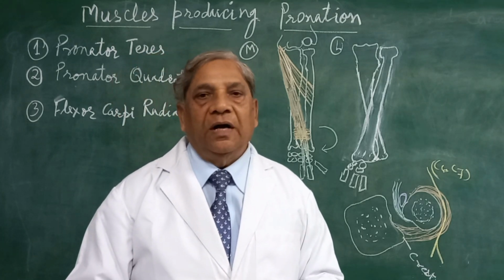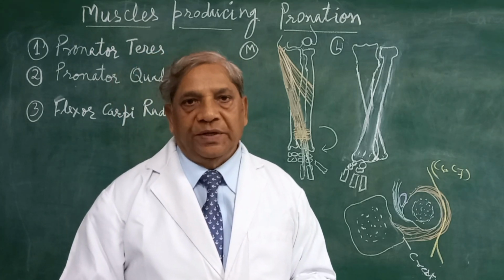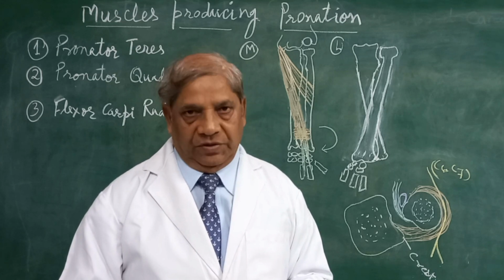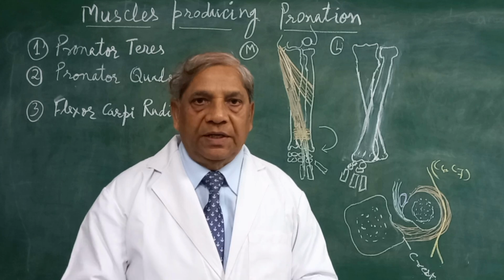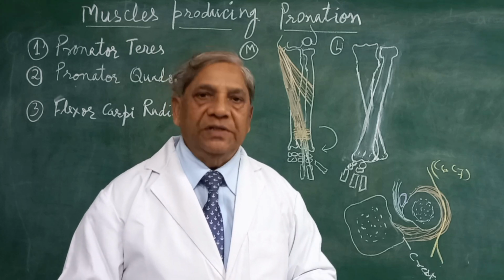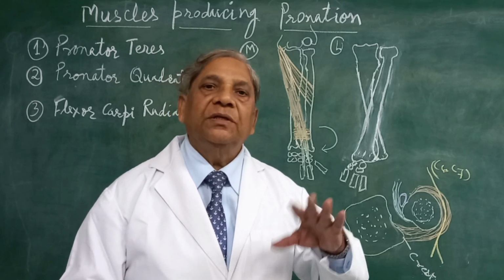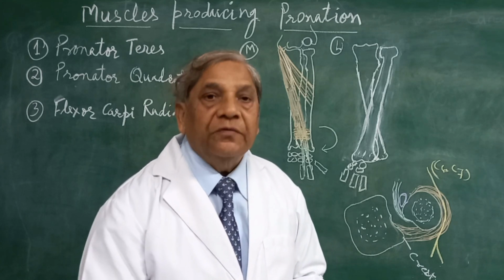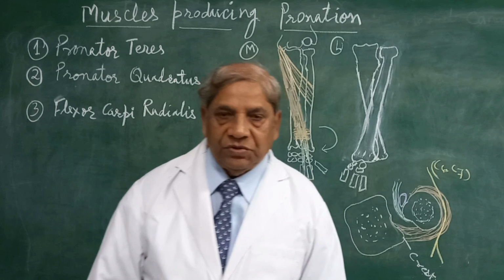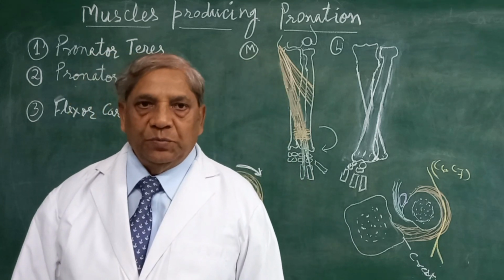So this is the way the pronation movement is produced in the forearm, and along with it the hand also moves. Now in the next video, a very short video, I will tell how from pronation ultimately supination takes place and which are the muscles responsible for producing this movement of supination of the forearm.